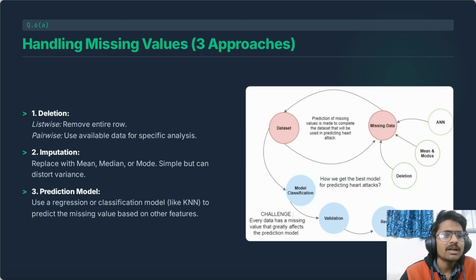So part A of question number 6, handling missing values. There are three approaches of handling missing values. First is deletion. So list-wise, remove entire row. Pair-wise, use available data for specific analysis. Second is imputation. Replace with mean, median, or mode. Simple but can distort variance. Third is prediction model. Use a regression classification model like KNN to predict the missing value based on other features.